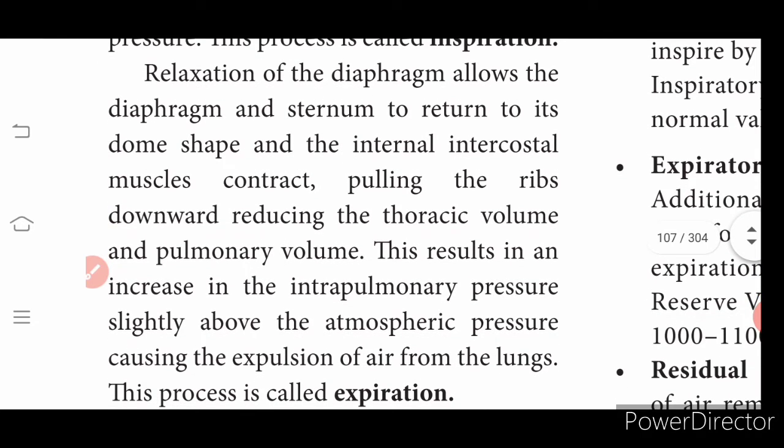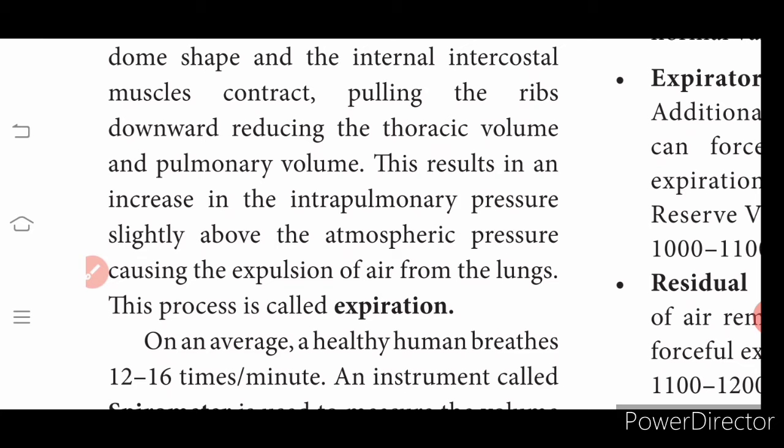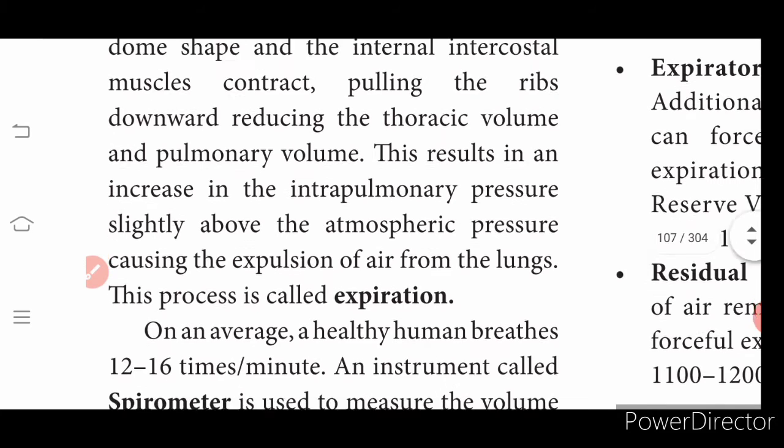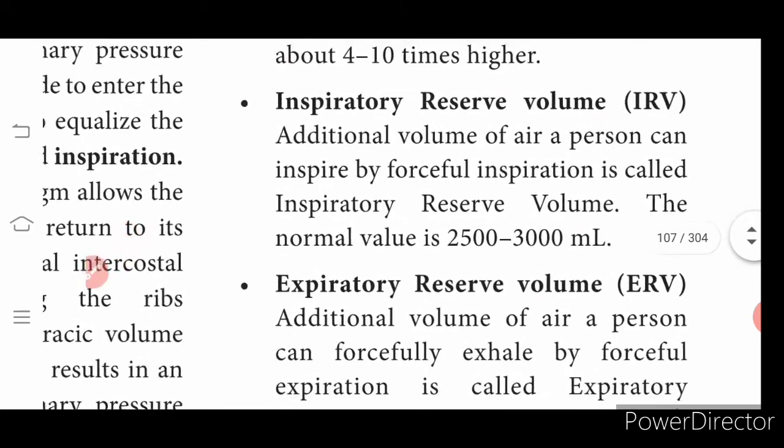Relaxation of diaphragm allows the diaphragm and sternum to return to its dome shape, and internal intercostal muscles help in the expiratory process. So on an average healthy human being, please make a note, you should know as a biology student, a healthy human should breathe 12 to 16 times per minute. Okay, and spirometer is used to measure the volume of air involved in breathing and movement of the clinical assessment and person's pulmonary function. What is the name of the instrument?